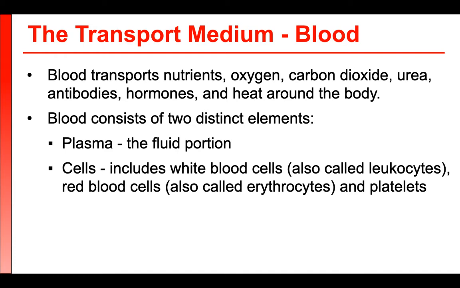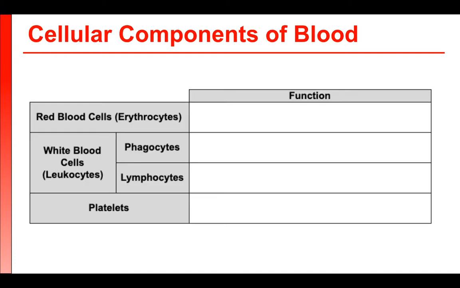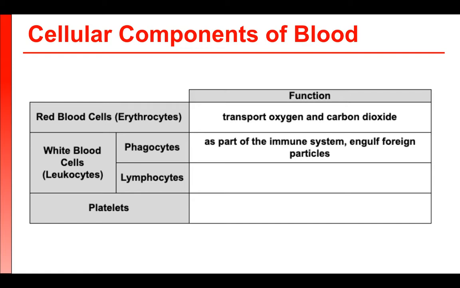Okay, so we're going to look more closely at the cells. So the red blood cells, or the erythrocytes, their function is to transport the oxygen and the carbon dioxide. That's what they do in the blood. Then we have the white blood cells, which are also called leukocytes, and they're part of the immune response, the immune system. And there are two different types. There are phagocytes.